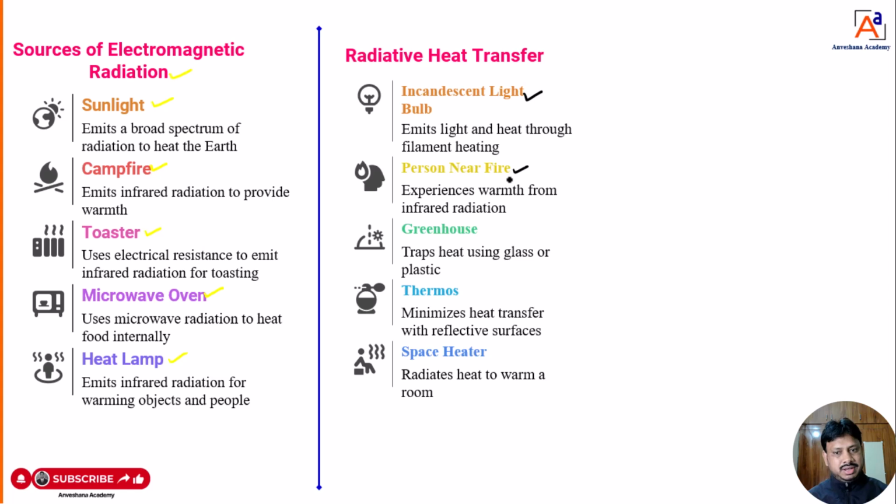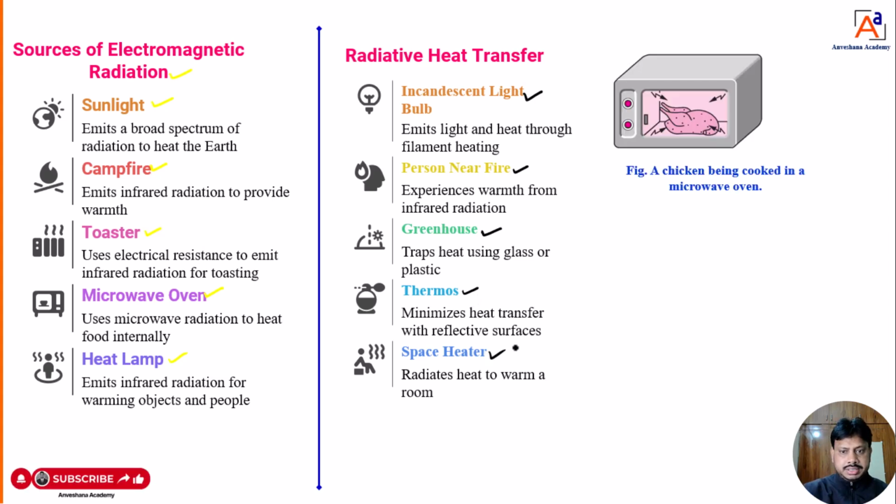Person near fire, that means when you are near the fire, right, you are going to experience the heat. That is radiation heat transfer. Then greenhouse, that means when the solar radiations fall onto the earth, right? Then the earth is going to reflect some amount of heat. That heat is going to transfer to the hot gases, then it is going to cause the greenhouse effect. That is also one of the radiation heat transfer examples. Then thermos you can take, space heater also you can take. Like that, there are a number of applications of radiation heat transfer.